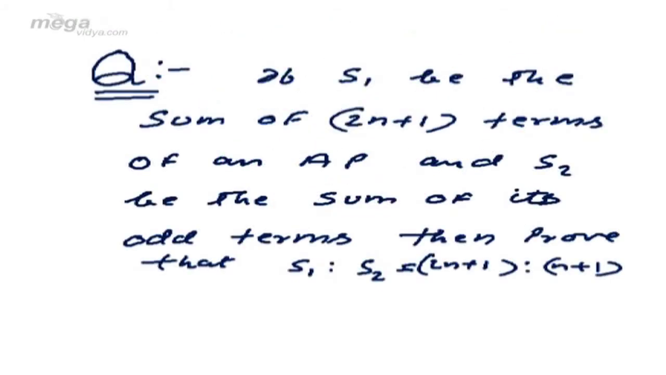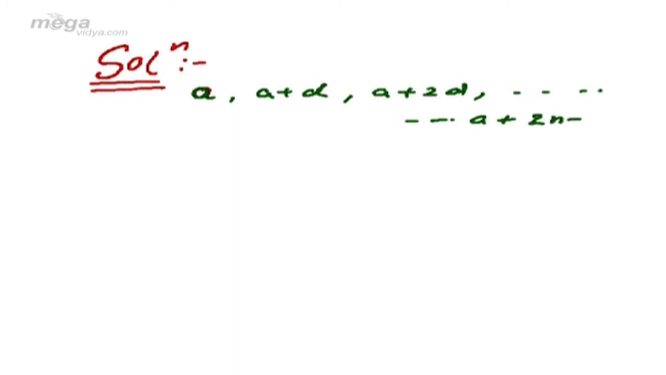Now this is the next question. If S1 be the sum of 2n+1 terms of an AP and S2 be the sum of its odd terms, then prove that S1 : S2 is equal to (2n+1) : (n+1). Suppose the AP is having 2n+1 terms. For this, I suppose the first term is a, second one is a + d, third is a + 2d, and the last term is a + (2n+1 - 1)d.